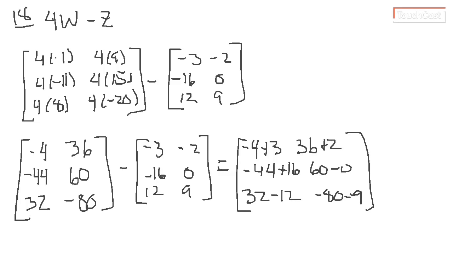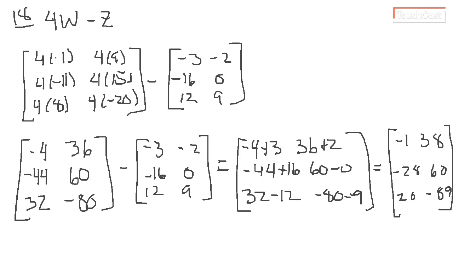So when we combine everything, in our first row, we're going to have -1 and 38. In our second row, we're going to have -28, 60. And in the last row, we're going to have 20, -89. Which means we are done with problem 18. Let's look at problem 19. We're almost done with our examples.